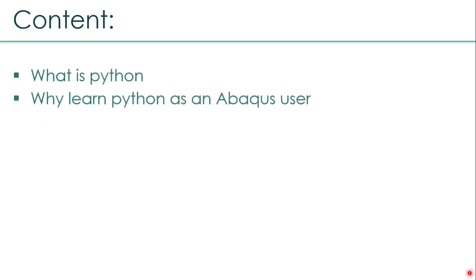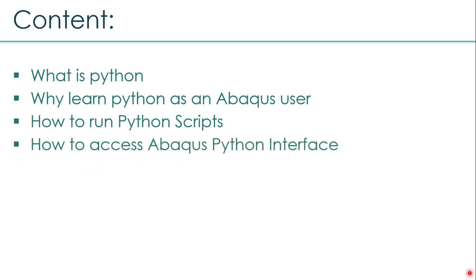So first of all, the contents. First we'll learn what Python is. This is more of an Abaqus-related introduction, so it's a very brief introduction. Then we'll learn why an existing Abaqus user should learn Abaqus Python. Next we'll learn various methods that are available to run the Abaqus Python scripts, and later we will learn how we can access the Abaqus Python interface. This is basically to make use of the Python interface to write the Python code for our task. At the end we will learn some examples of this.